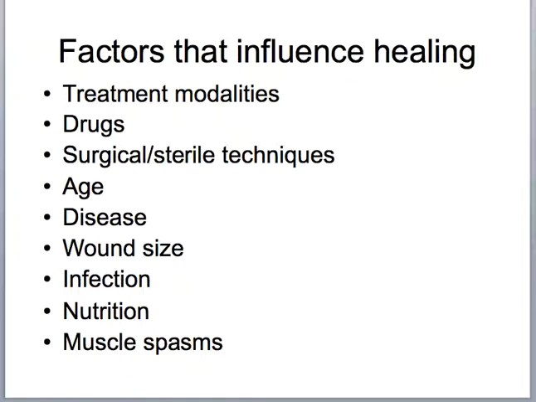What are some factors that can influence the healing? So we've given some general guidelines, but of course different things can affect this in either positive or negative ways. So treatment modalities, that might be heat or ice, used appropriately, of course they would help. Inappropriately, they can delay healing. Certain medications can help maybe heal a site, and some can slow down healing. Surgical or sterile techniques, age, different diseases, systemic diseases can affect healing of our tissues. Wound size, if an infection becomes involved, of course it takes longer. Nutrition plays a big part in healing, especially protein. So oftentimes people that will have significant injuries or post-surgical incisions will have to be on a high-protein diet, and muscle spasms can decrease the healing time.